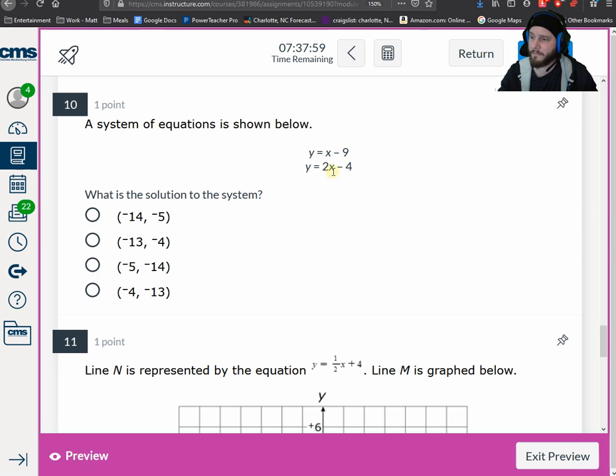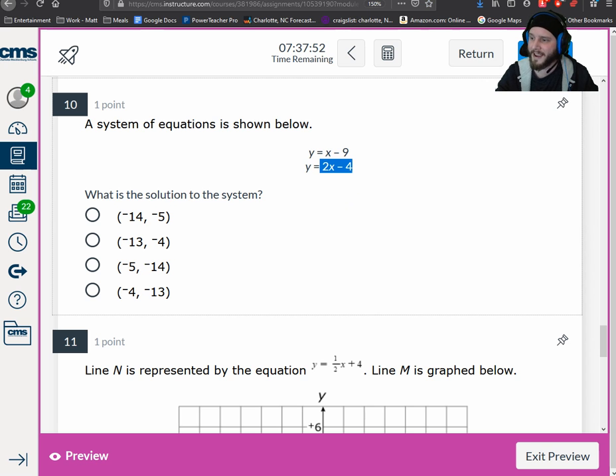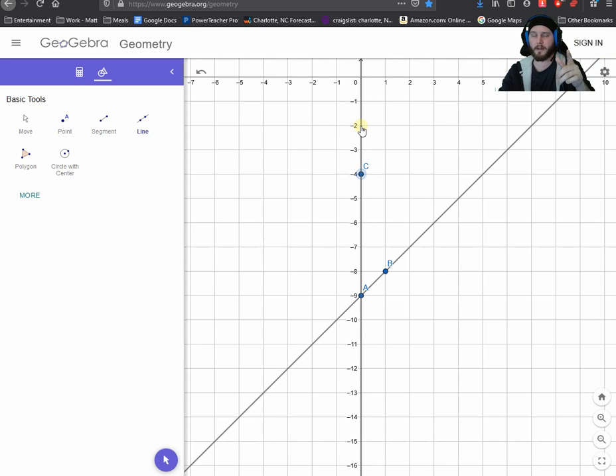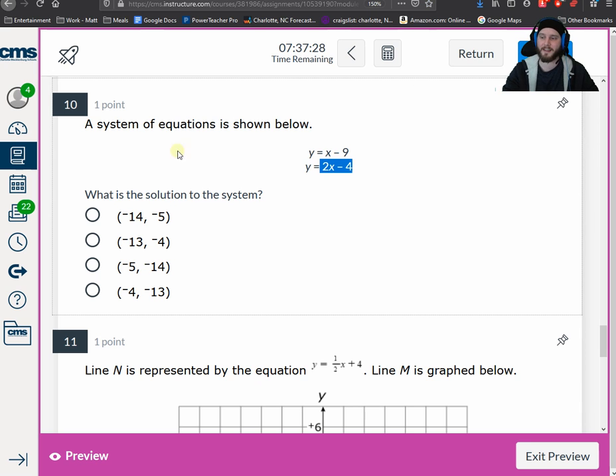The second one is going to be, it intercepts at -4, and the slope is a 2, so that is 2/1. So the rise is 2, 1, 2, and the run is 1. Alright, so I gotta look around and see where they cross. It looks like they're gonna cross way down here, which is at -5, -14. So (-5, -14) is going to be my intersection there.